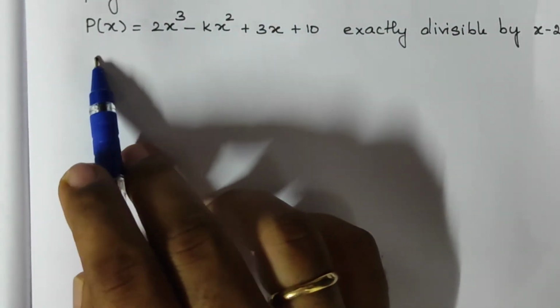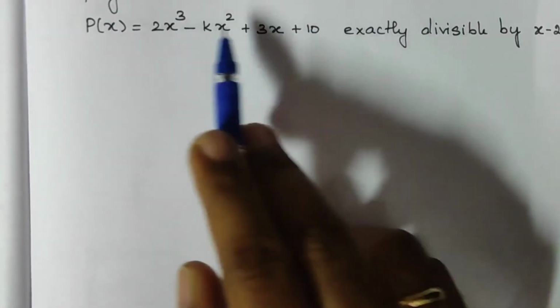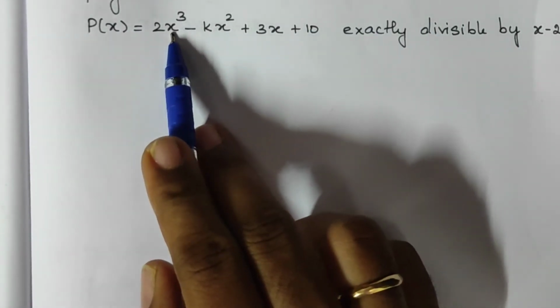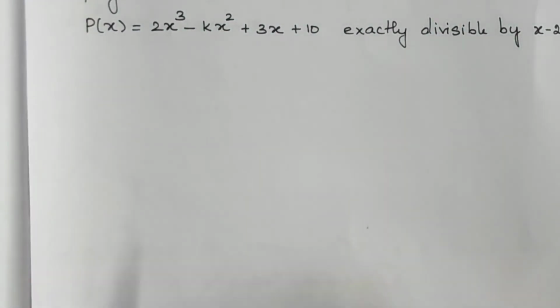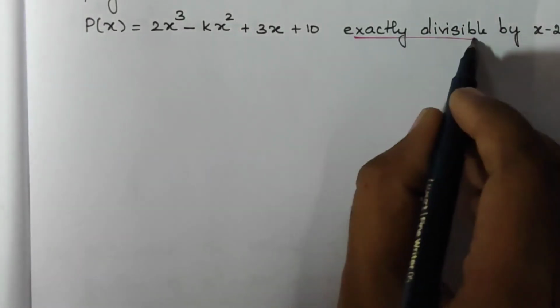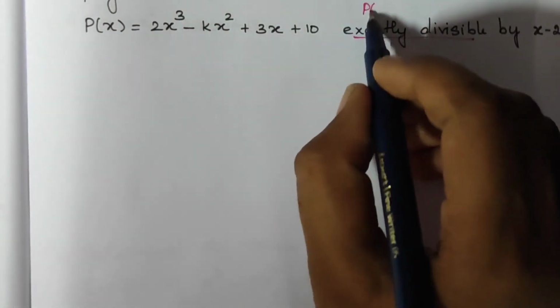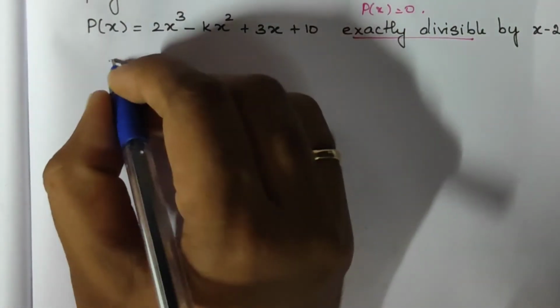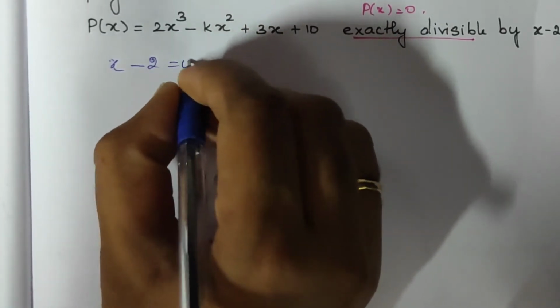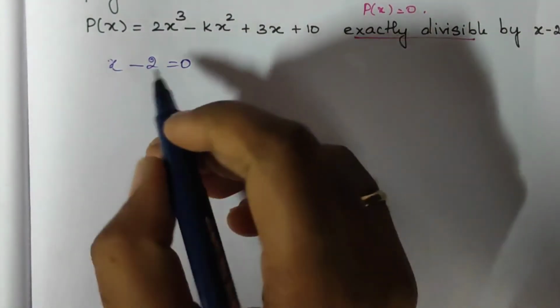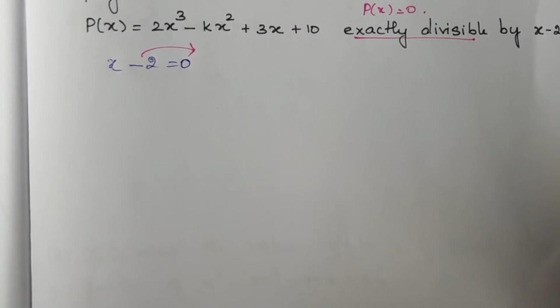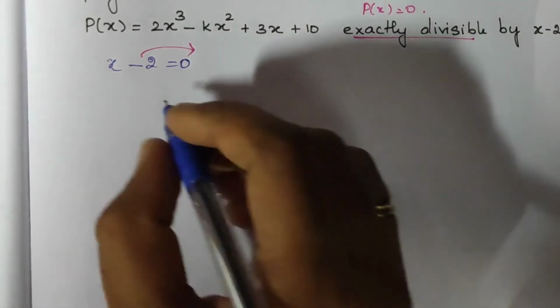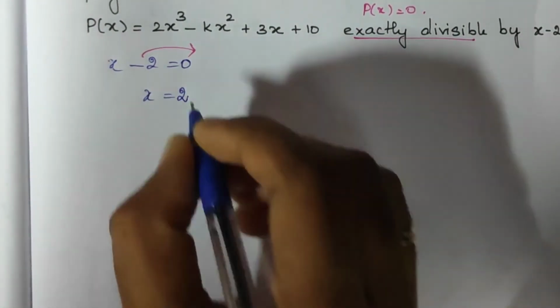So you take this side to be 0 and substitute x is equal to 2 in the place of x and find the value of k. Okay, since it is exactly divisible, p of x will be equal to 0. There is no remainder. So x minus 2 is equal to 0. When you take this minus 2 to the other side, x is equal to 2.